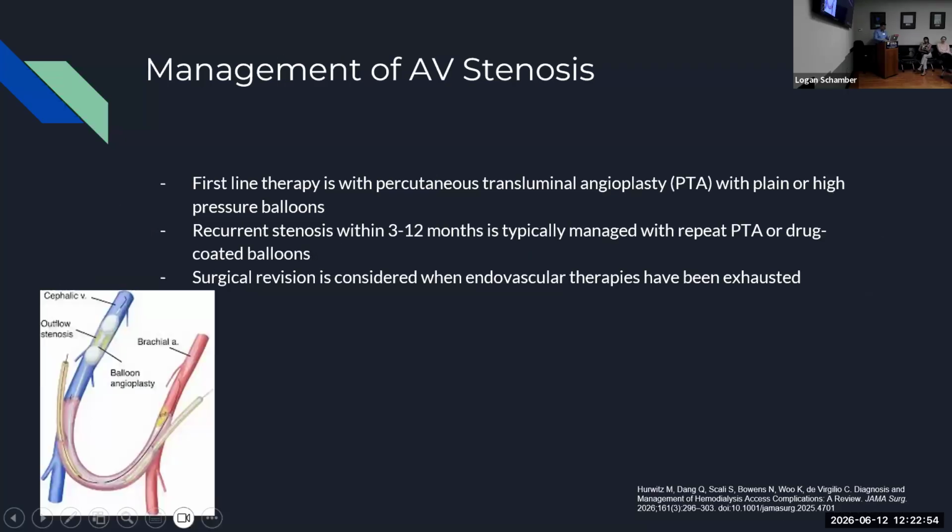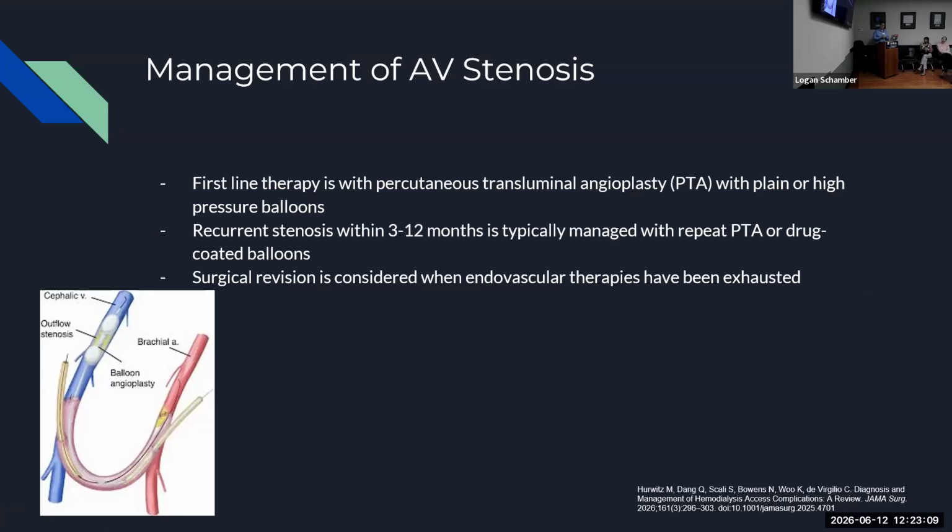Okay, now, in regards to management, I'm not a surgeon. I'm not going to go too deep into the surgical procedures of how we manage it. I just thought it was important that we're at least familiar with the different types of management that can be done for each of these complications.